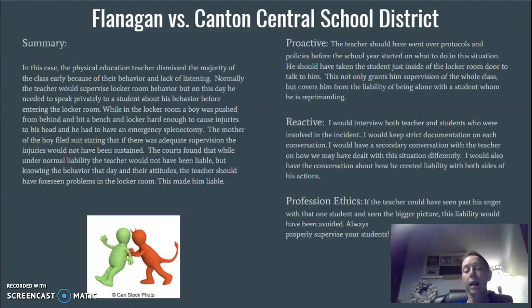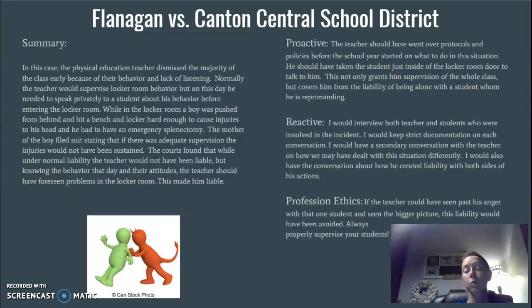The reactive measure: I would have interviewed both teacher and student that were involved in this incident. I would have kept strict documentation on each conversation, and I would have had a secondary conversation with the physical education teacher on how he could have dealt with this differently.